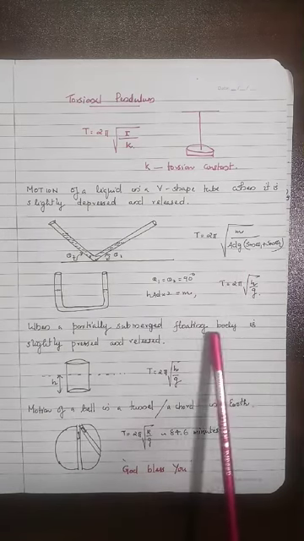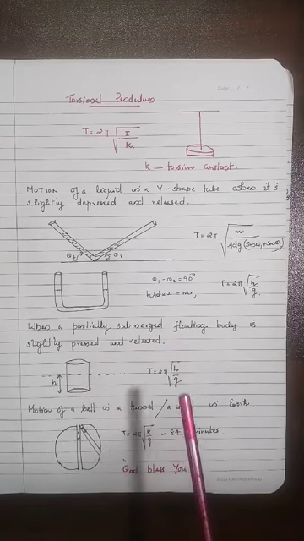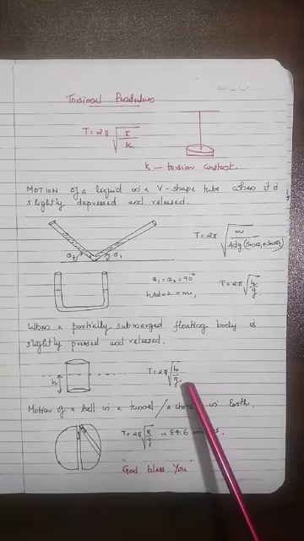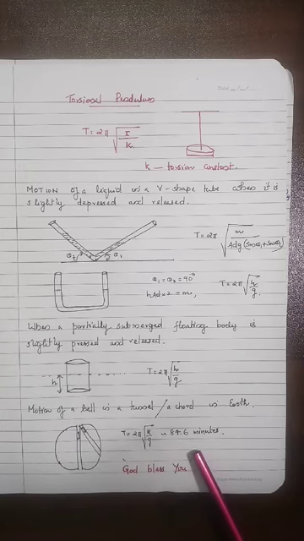When a partially submerged floating body is slightly pressed and released, the time period takes the value T equal to 2 pi root h by g. Motion of a ball in a tunnel or a chord in earth, the infinite pendulum, has a time period of 84.6 minutes. So try to solve maximum MCQs and have a lot of chances for coming NEET and JEE main examination based on this concept.